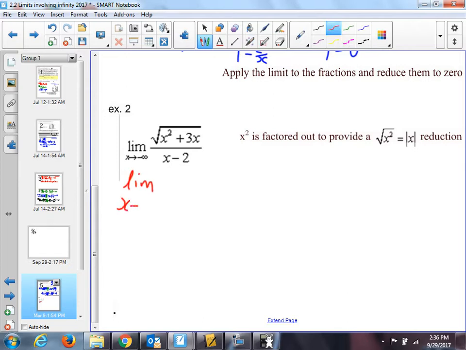Limit x approaching negative infinity. So we'll take it a little quicker. I'm going to do the factoring under the root. X squared's pulled out, because I can pull squares out of a square root. 1 plus 3 over x.